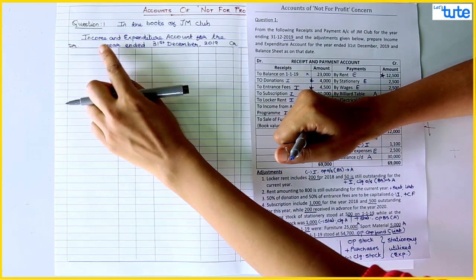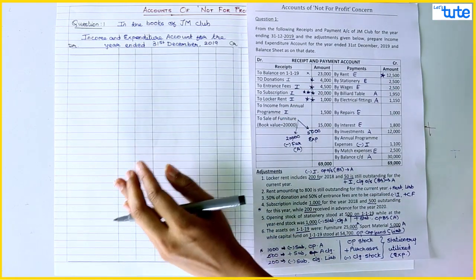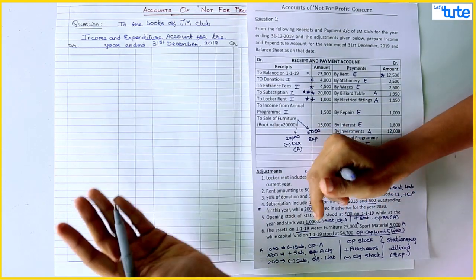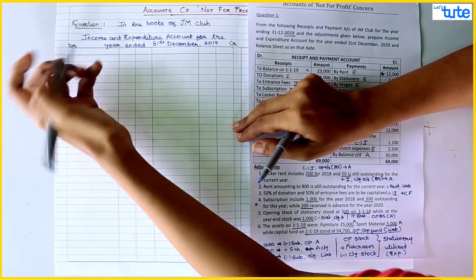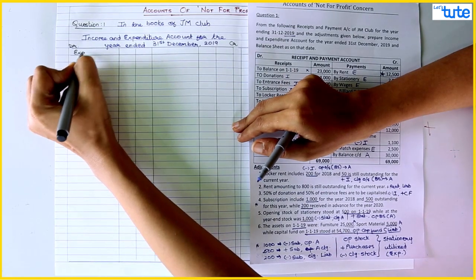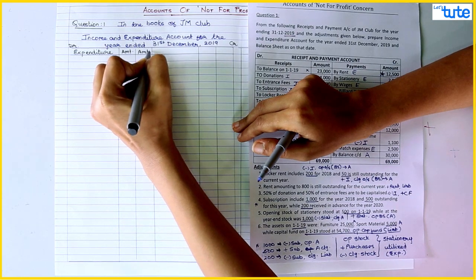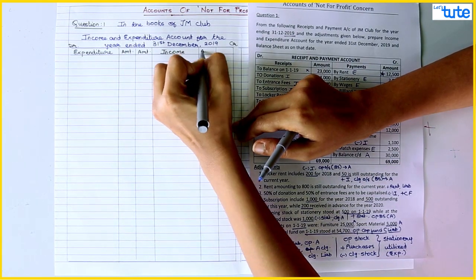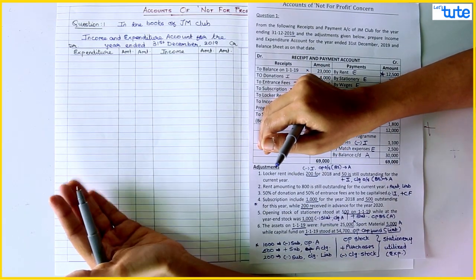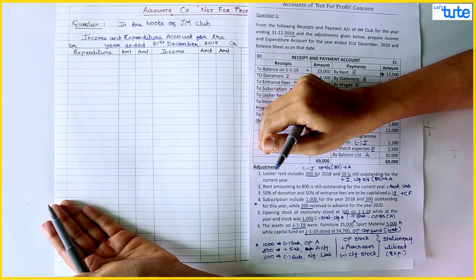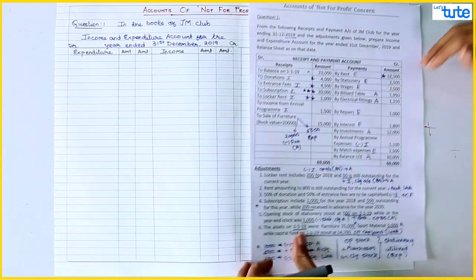Though the name is income and expenditure, this is a nominal account. And what is the golden rule for a nominal account? Debit all expenses and losses and credit all incomes and gains. So on the debit side it would be expenditure, just like your normal P&L account. Expenditure, amount, and income, amount. On the debit side you write expenditure because you debit all expenses and credit all incomes. So on the credit side it comes as income.